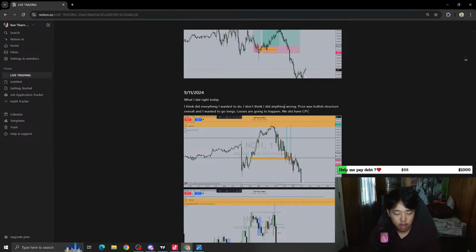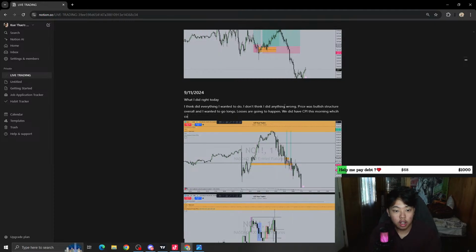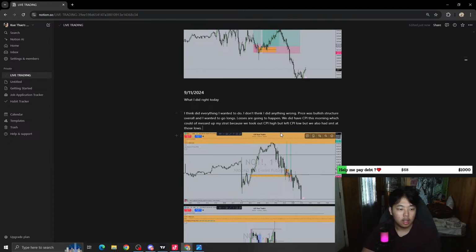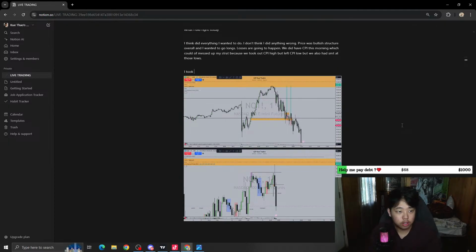We did have CPI this morning, which could have messed up my strategy, because we took out the CPI high but left the CPI low. But we also had SMT at those lows. And then I took 2 trades. I followed my exact plan and did everything correct.